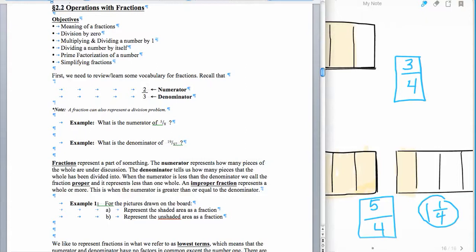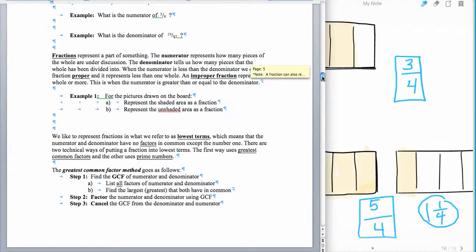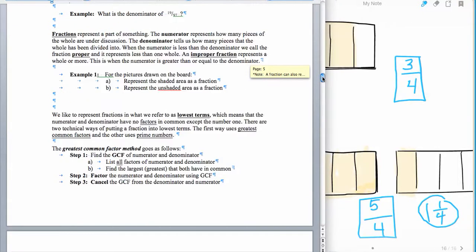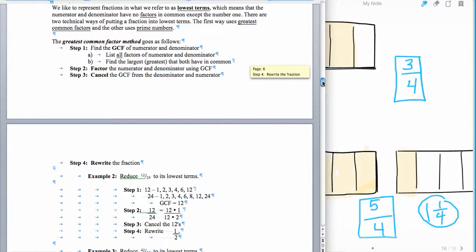Now, one of the next things that we want to do is learn how to put a fraction into lowest terms. Lowest terms means that we have no factors in common. Factors, remember, are pieces of a multiplication problem. And so we're going to have to learn different ways that we can find the factors of the numerator and denominator so that we can take all of those out.